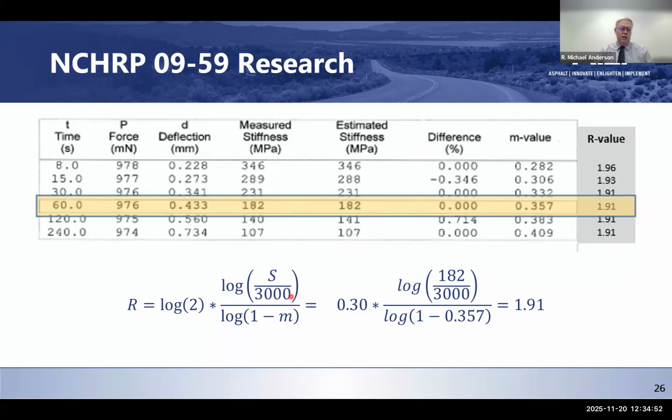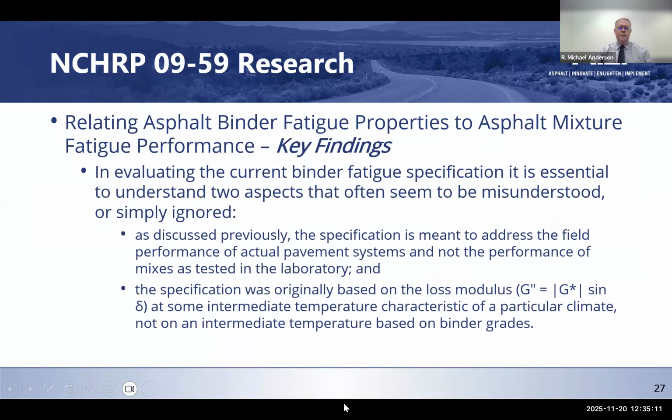That's probably not a good assumption. And there's plenty of work out there that suggests that the modulus is going to vary within a range, but this was what they recommended within this research, just using an assumed value of this glassy modulus to get this R value here.